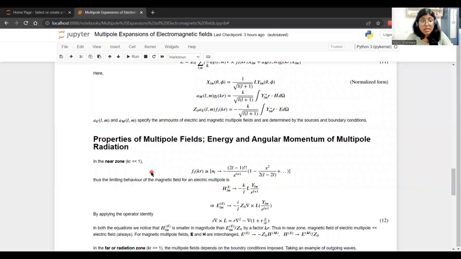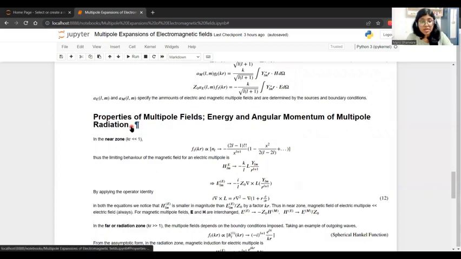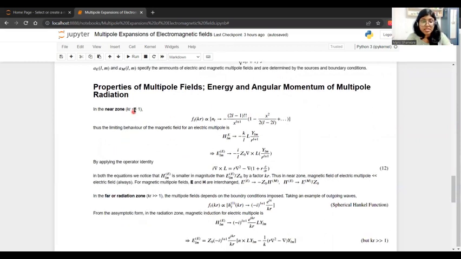Coming to the next topic: properties of multipole fields, and energy and angular momentum of multipole radiation. Taking the first condition, kr being very much less than 1, which is called the near zone, we can see that the radial function is proportional to n_l, which is given by this.